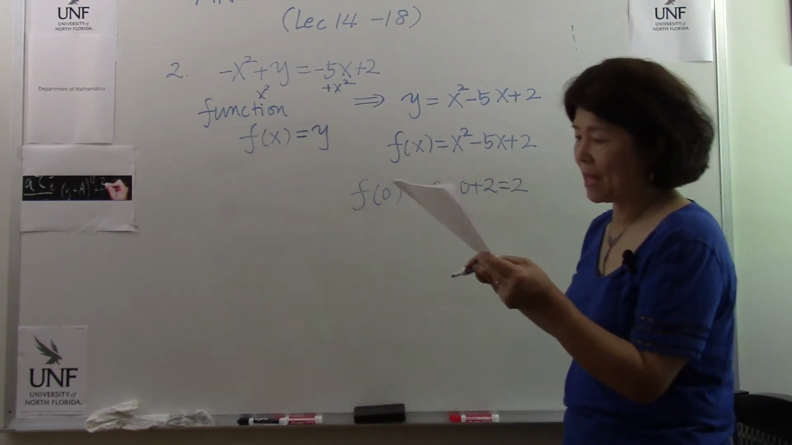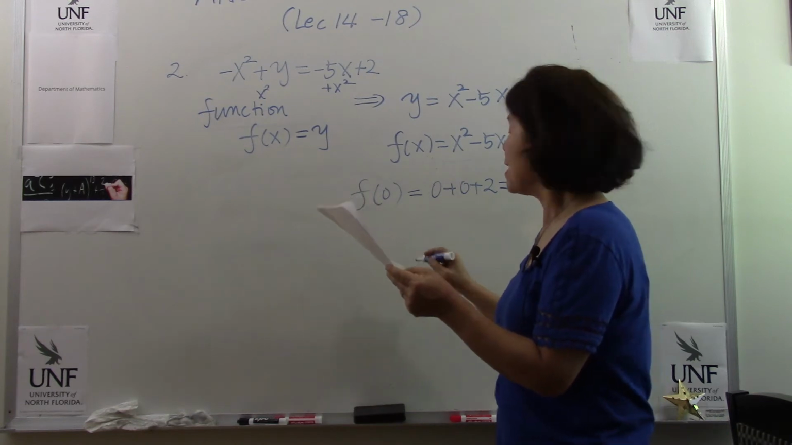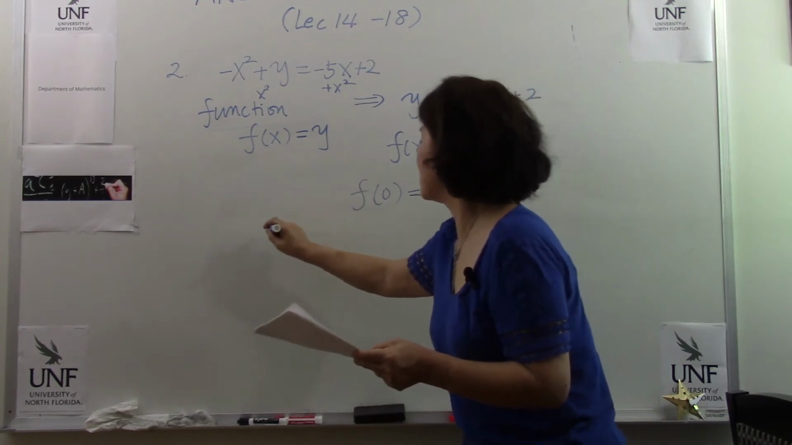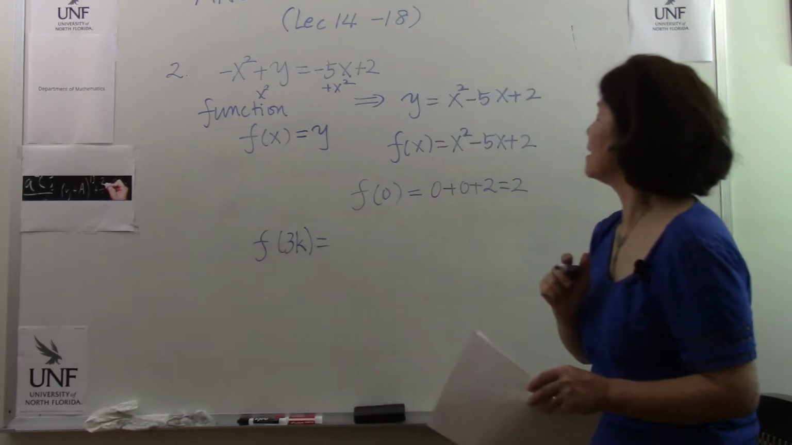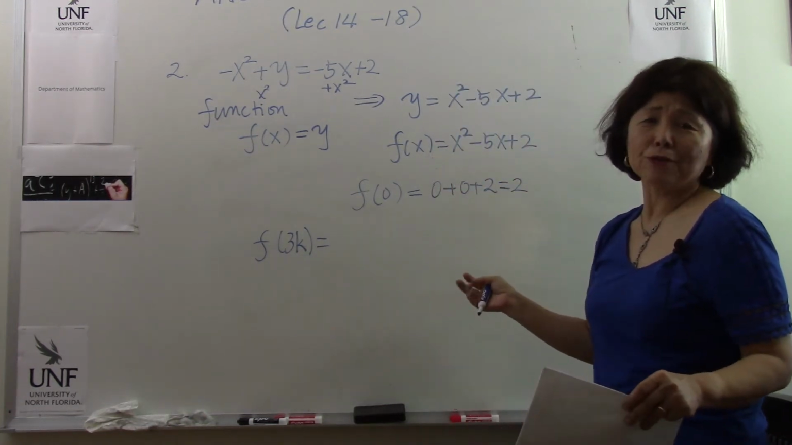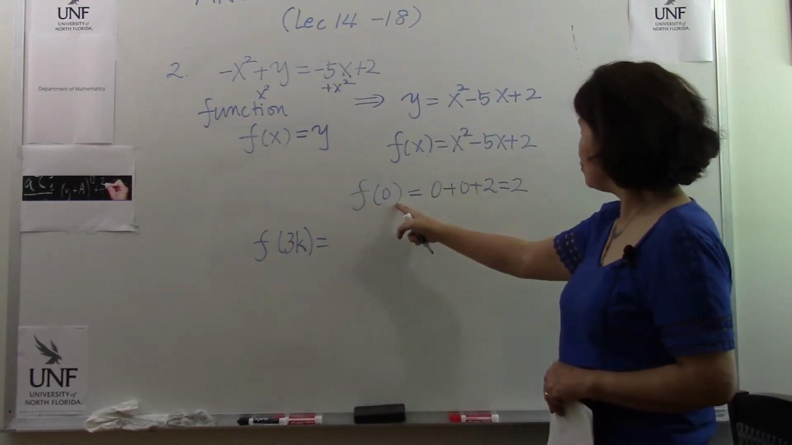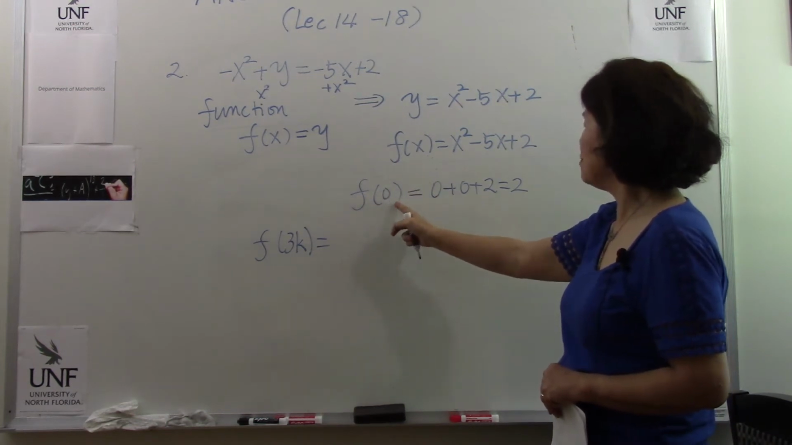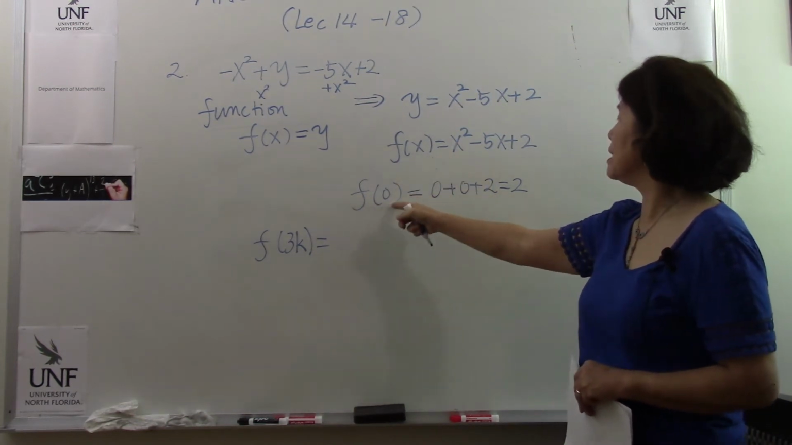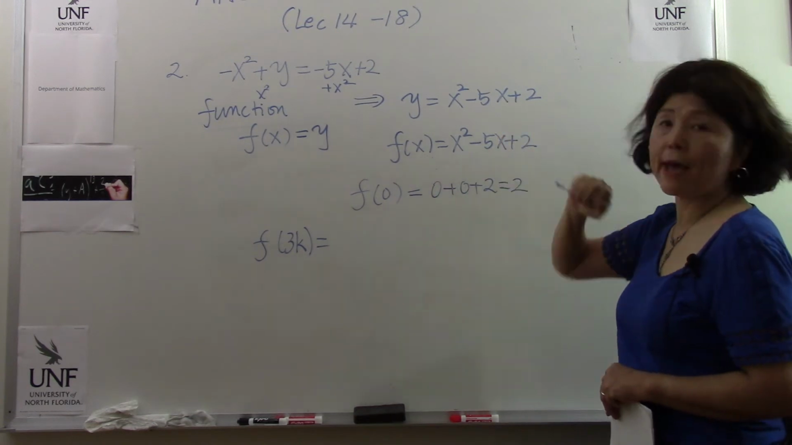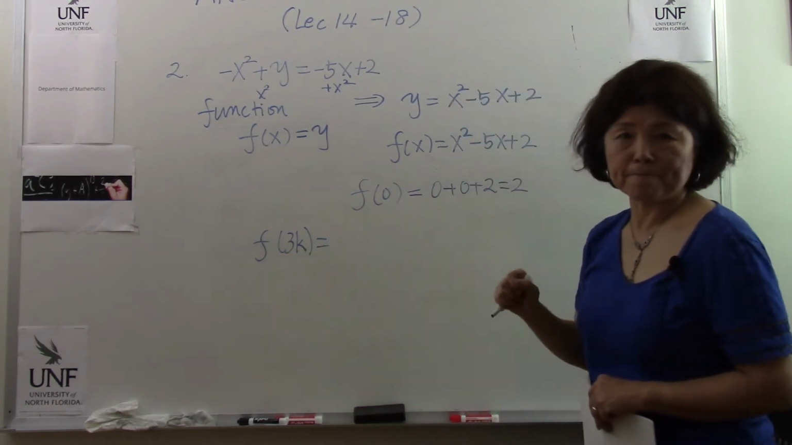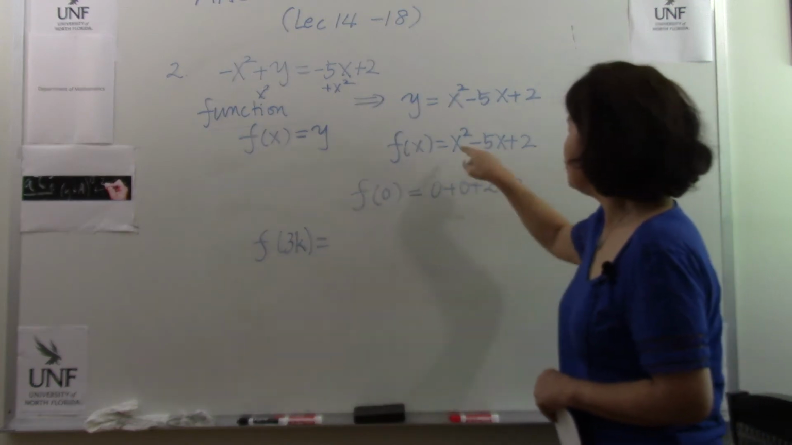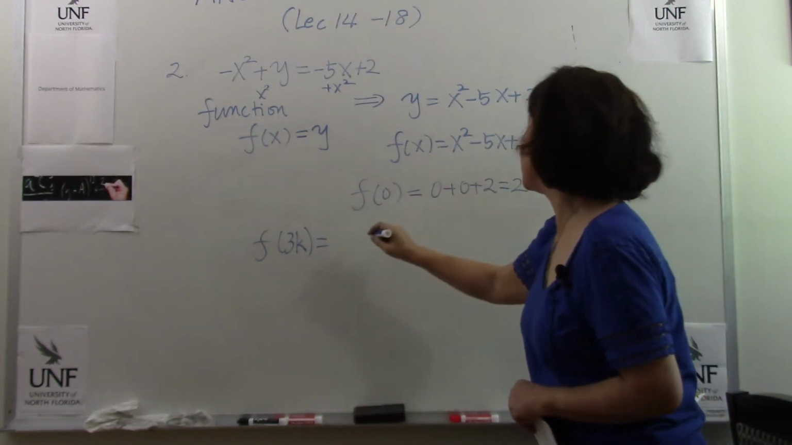Therefore, 2 times f of 3k. Now this is a very interesting case. f of 3k. Well, I said interesting case, but as usual, what did you do over here? When you have f of 0, you replace x with 0 every time you see x. Likewise, 3k will replace every x you see there.